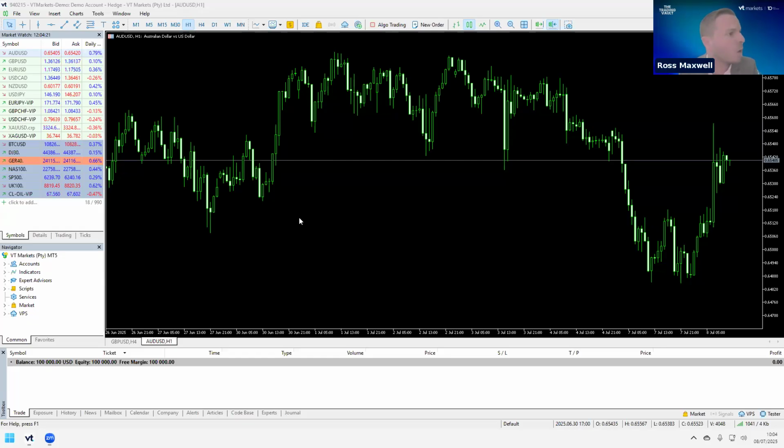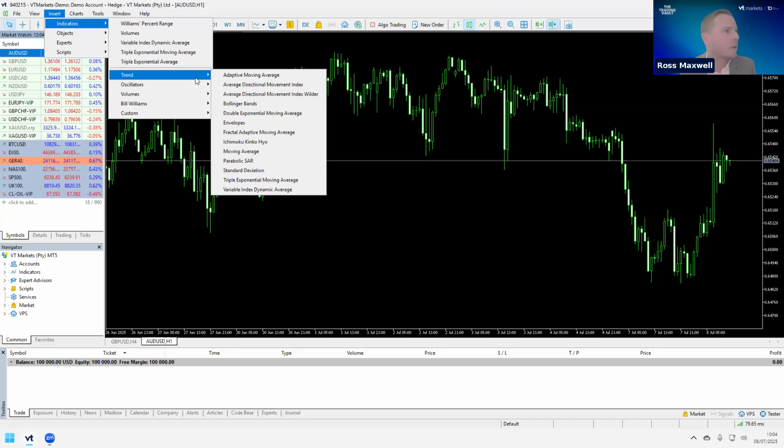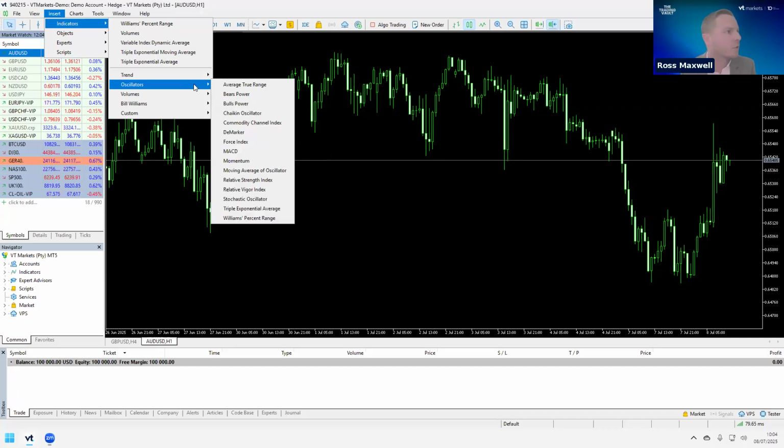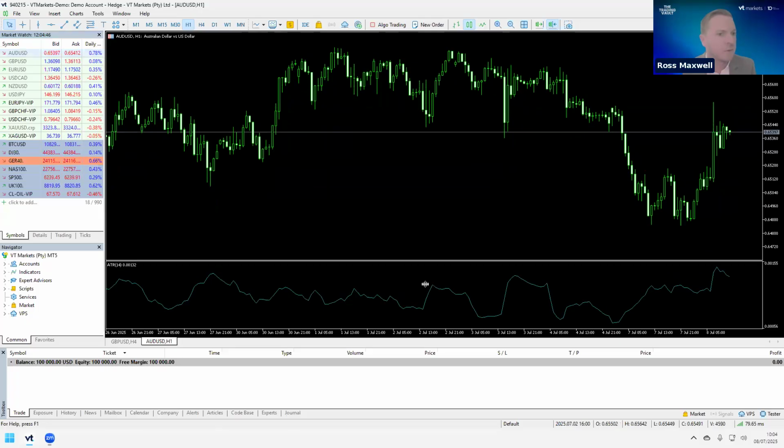So what I want to do first is look at Aussie dollar, because this is the lower time frame level that I'm looking at today. Okay, so we're going to put on our indicators. We want our average true range. There we go, average true range. We're going to put this on so that we can see our average true range.